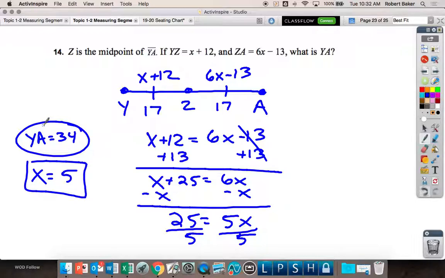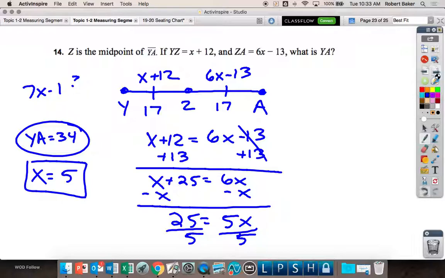Remember I said 7x minus 1? Where did I get that from? Anybody see where that came from? 7x minus 1? What's 1x plus 6x? What's positive 12 plus negative 13? So the whole line is 7x minus 1. If I plug a 5 in there, 35 minus 1 is 34. So it works that way as well. Crazy, right?